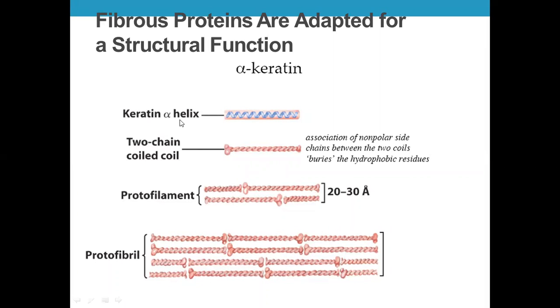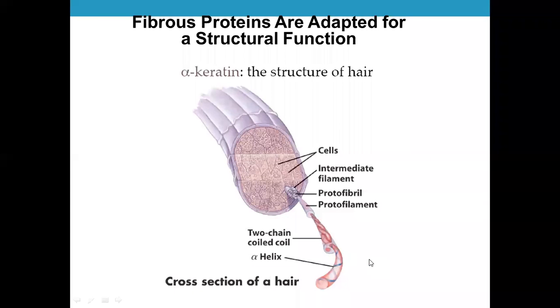So here is keratin. You have an alpha helix and you have a 2-coiled chain. You have another helix, and then you form a protofilament from this coiled chain. Two alpha helices overlap. And from that, you have your protofilament about 20 to 30 angstroms, or 2 to 3 nanometers, across. And from that, you actually get your protofibril that would make up your keratin. Okay, so this is your alpha keratin, the structure of your hair.